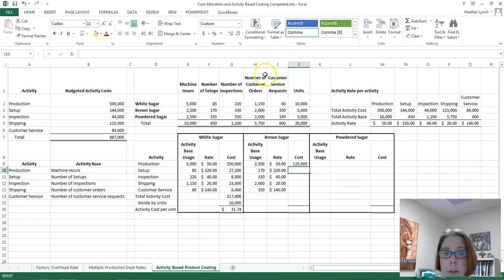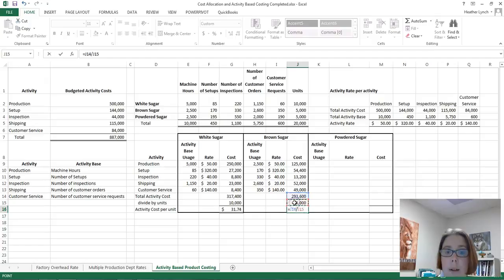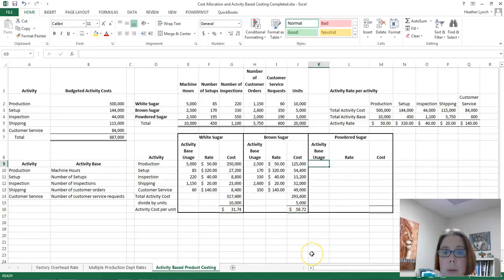So I just multiplied this times this to get that. 170 times 320 to get that. And on down. Add them up. So we have 293,600. We produced 5,000 units of brown sugar. So I can take my 293,600 and I can divide it by 5,000. So that's $58.72 that I have for my brown sugar.